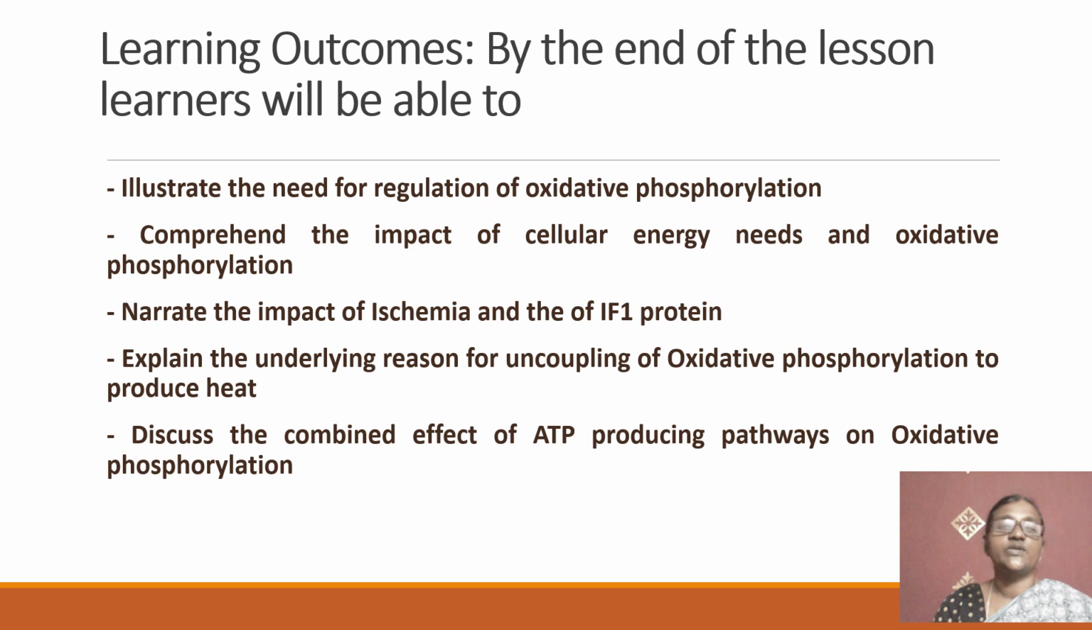The learning outcomes of this particular topic would be, by the end of the lesson, the learners will be able to illustrate the need for regulation of oxidative phosphorylation. They can comprehend the impact of cellular energy needs and oxidative phosphorylation. Then they'll be able to narrate the impact of ischemia, which is lack of oxygen, and the IF1 protein impact in ischemia. They'll be able to explain the underlying reason for uncoupling of oxidative phosphorylation to produce heat in the case of infants and hibernating animals. Then they'll be able to discuss the combined effect of ATP producing pathways on oxidative phosphorylation.